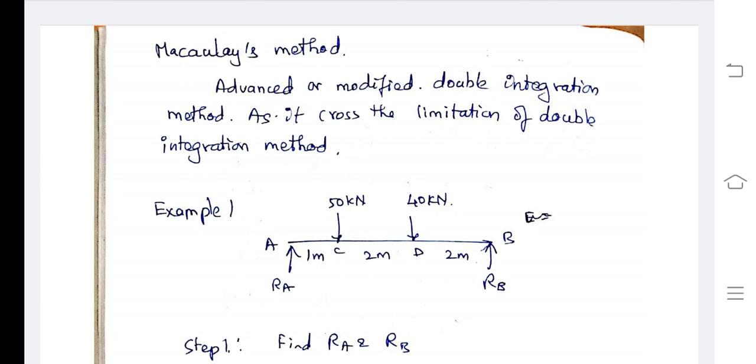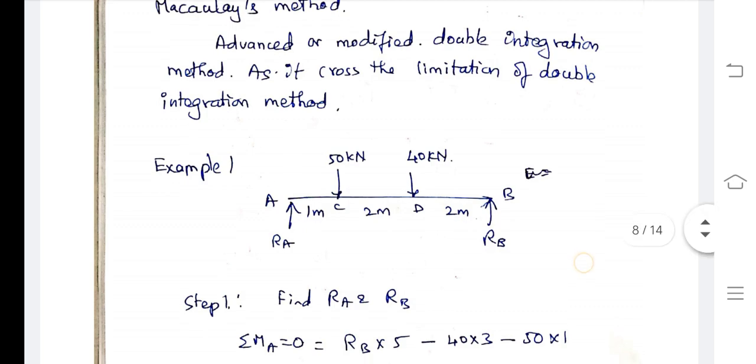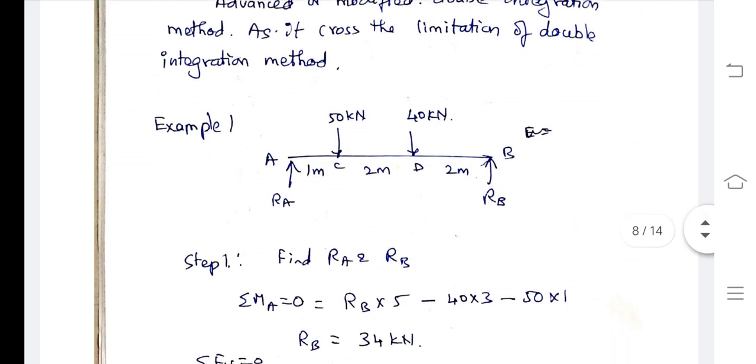But what are the limitations? We have seen that the double integration method cannot be used when there is more than one load, or when I is changing or E is changing. But in this case we can handle any of these cases by changing only one step. So let's see with an example.